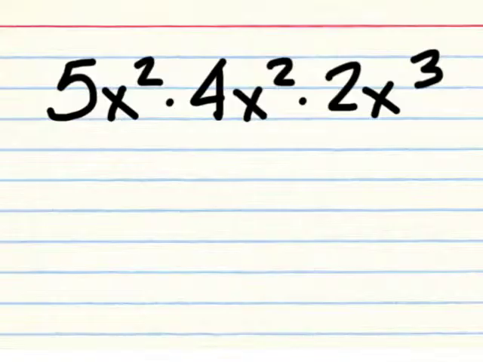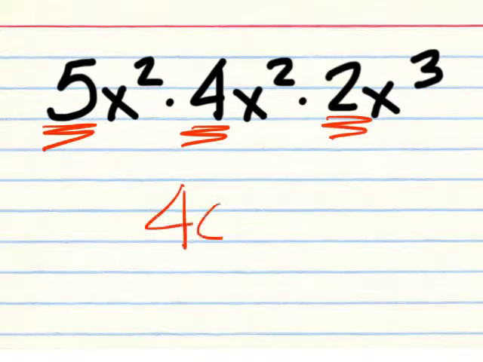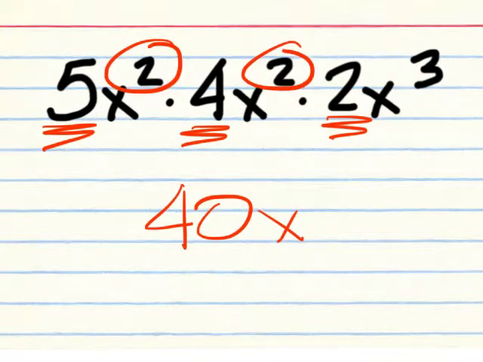Drop this one off. The solution for the practice problem: 5 times 4 is 20, times 2 is 40, and add the exponents to get 7, 40x to the 7th.